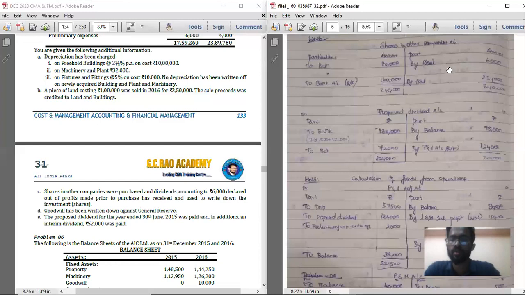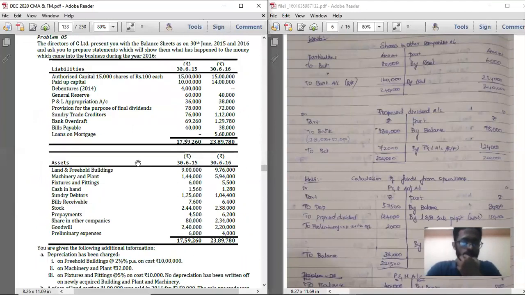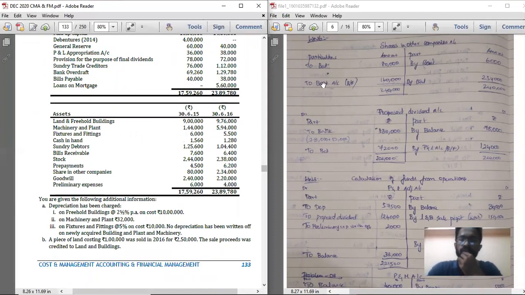So shares in other companies, opening balance, for how much are you purchasing? 80,000 is the opening balance, and the closing balance is 2,34,000. Then you are receiving 6,000 from that as dividend. So the dividend should be added to the bank account, that is, bank account added to shares in other companies. Since it is a pre-acquisition dividend, we are crediting it to shares in other companies.